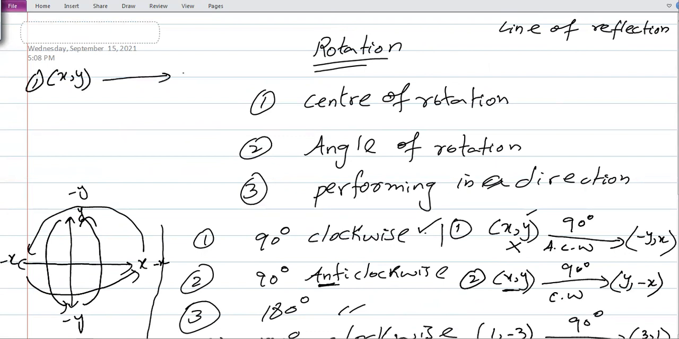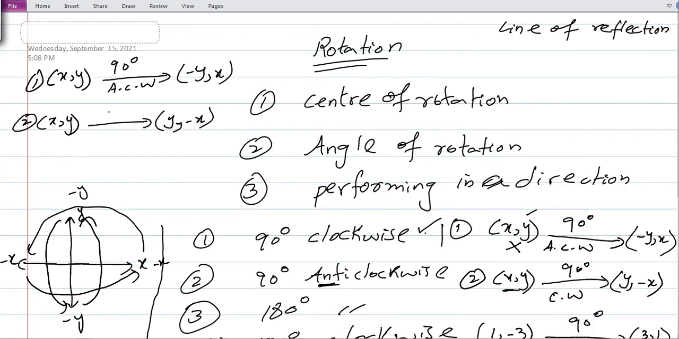(x, y) will change to (minus y, x) if it is 90-degree anti-clockwise. Second is (x, y) will change to (y, minus x) if it is 90-degree clockwise. The third one is (x, y) will change to (minus x, minus y). I mean just the change in sign, not the position. It is 180-degree. In either case, clockwise or anti-clockwise, 180-degree is the same. Okay. So these three rules we have to use here.